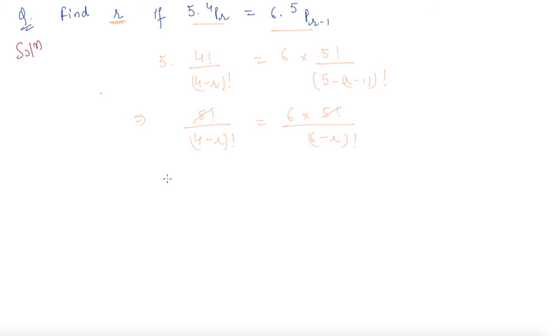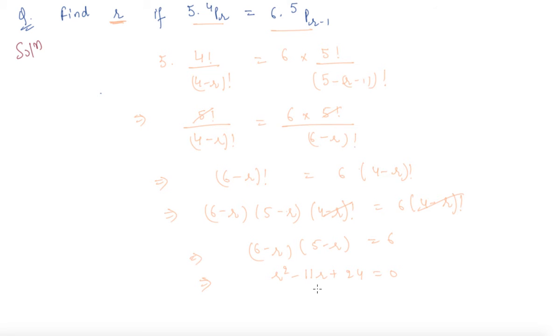So the 5 factorial cancels out. We are left with 1 upon 6 minus r factorial equals 6 upon 4 minus r factorial. So I can write it as 6 minus r into 5 minus r into 4 minus r factorial equals 6 into 4 minus r factorial. So this cancels out, and we are left with 6 minus r into 5 minus r equals 6. On multiplying, what we get is r square minus 11r plus 24 equals 0.